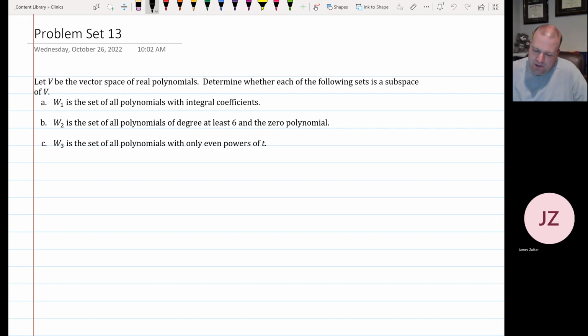So our first subset is a set of all polynomials with integral coefficients. What we want to do is first decide, do we think this is a subspace or not? Because that's going to tell us how to proceed. If it is a subspace, we're going to prove it. If it's not a subspace, we need to provide a counterexample. Well, I don't think this is, right? So my job is to find a counterexample.